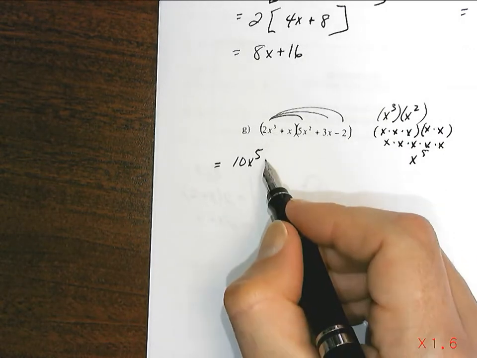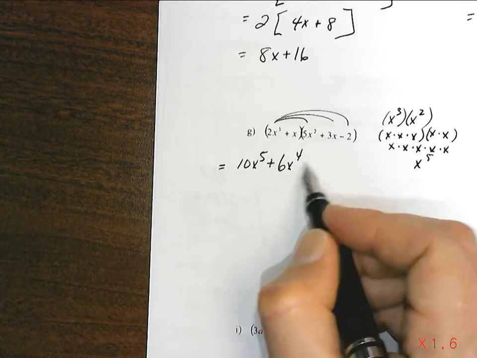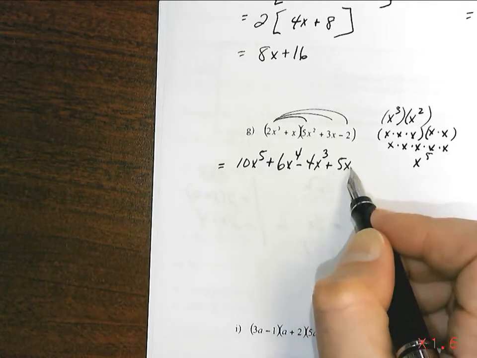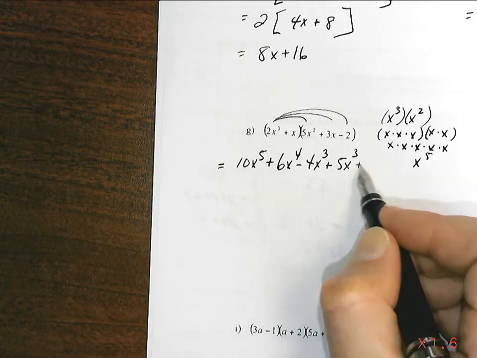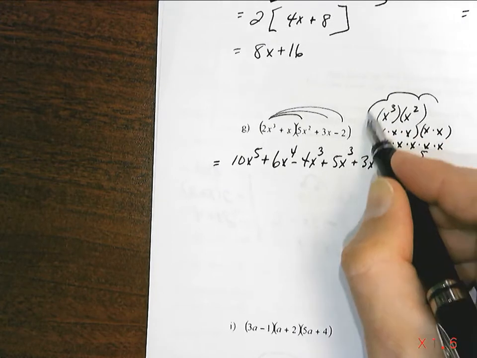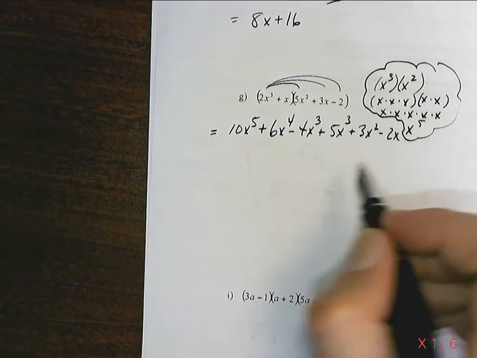2 times 3 is 6, x to the 4, and then 2, negative 4x cubed, and then 5x cubed, and then plus 3x squared, negative 2x. I need to put a bubble around this, otherwise it's going to get confused with what's happening here.